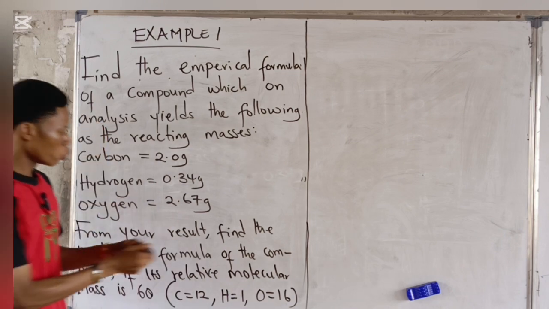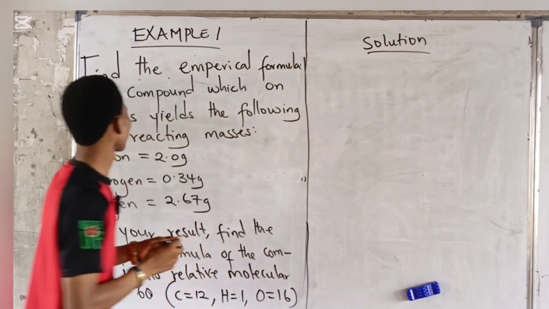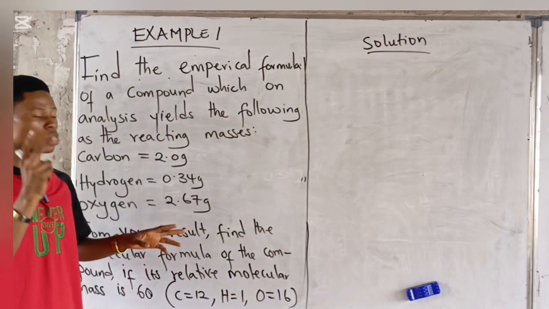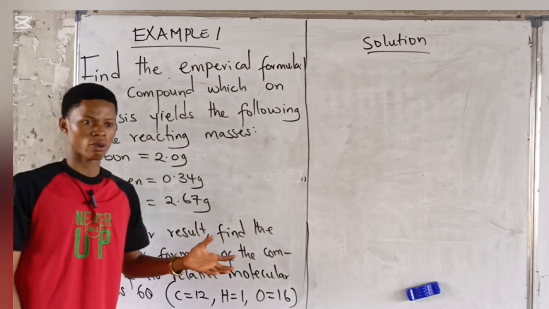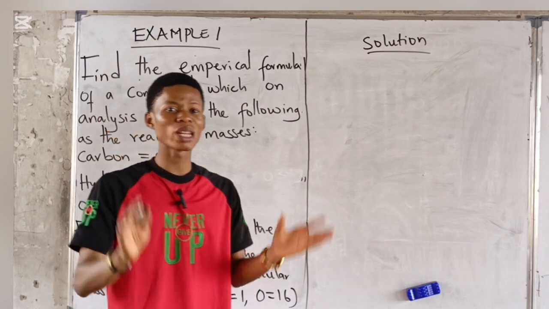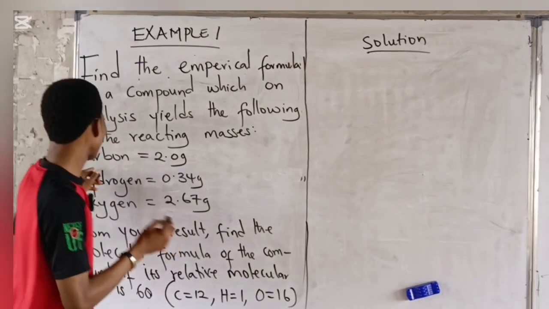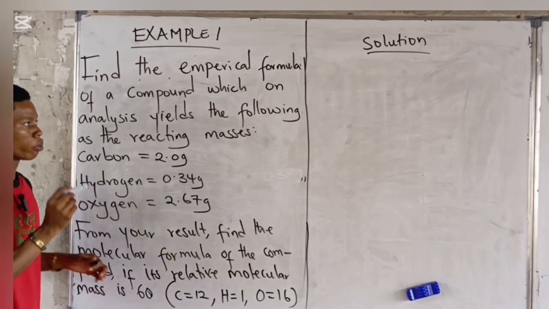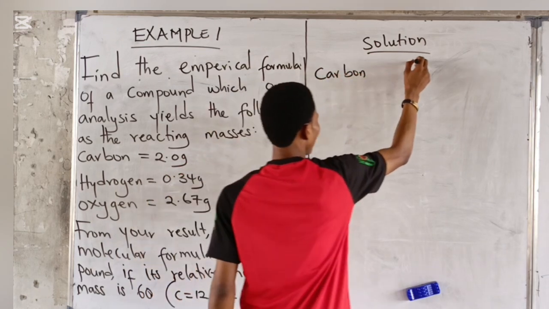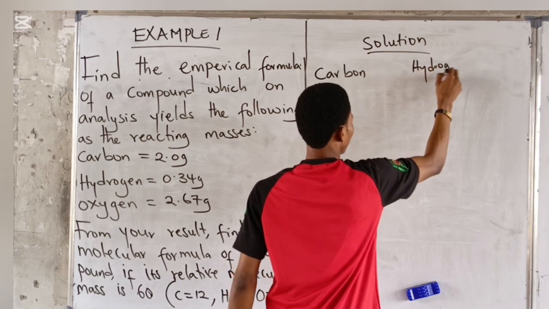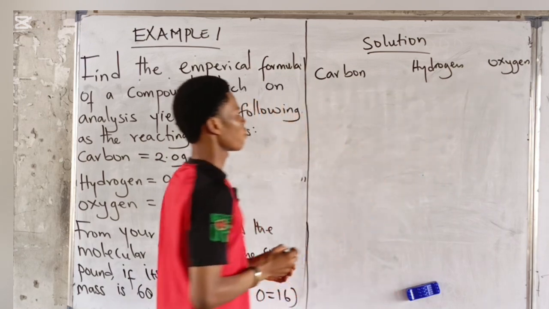The very first thing we are to do is this. In this question we have two things, the empirical formula and the molecular formula. But first, let's calculate the empirical formula. Remember that the empirical formula is the simplest formula. And the compound we're given has carbon, hydrogen, and oxygen as the component elements. So in that compound, we have carbon, we have hydrogen, and we have oxygen. So these are the elements found in that compound.